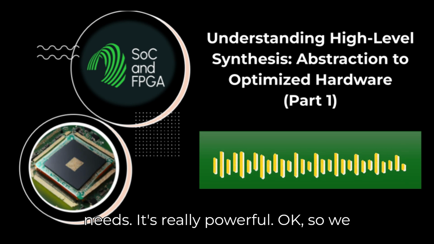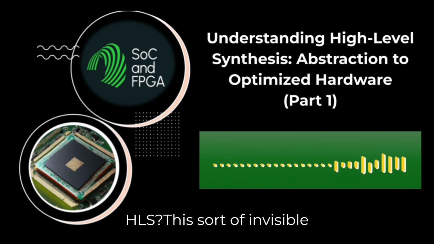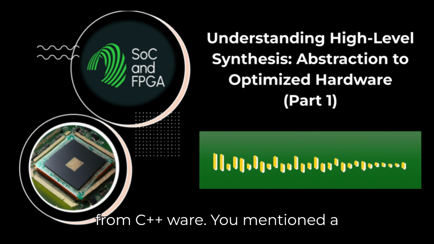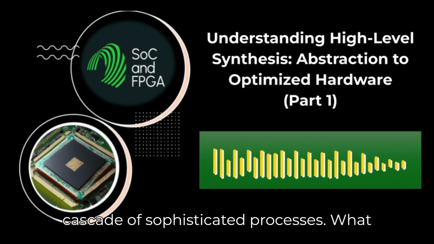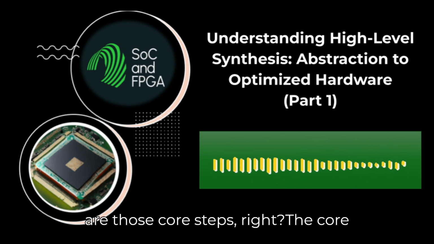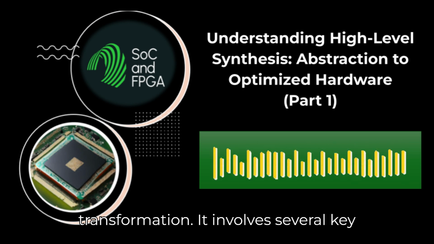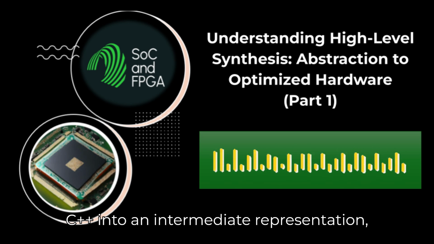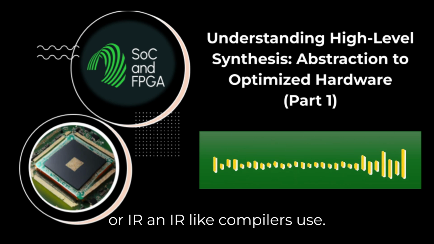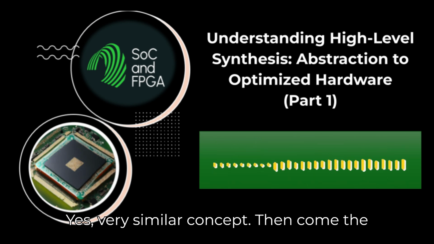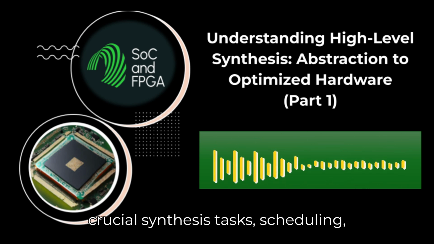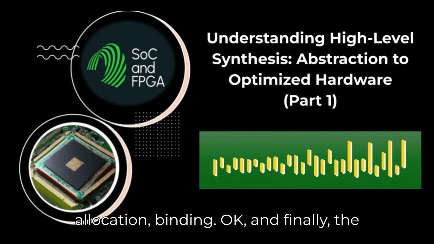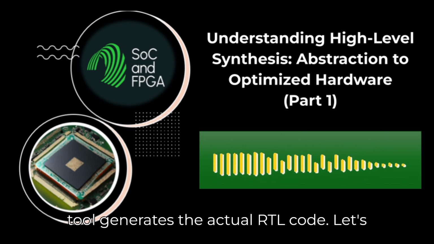It's really powerful. Okay, so we get the what and the why, but how does HLS, this sort of invisible architect, actually build the hardware from C++? You mentioned a cascade of sophisticated processes. What are those core steps? Right, the core transformation. It involves several key stages. First, parsing the input C++ into an intermediate representation, or IR. An IR, like compilers use. Yes, very similar concept. Then come the crucial synthesis tasks: scheduling, allocation, and binding. Scheduling, allocation, binding. Okay. And finally, the tool generates the actual RTL code.